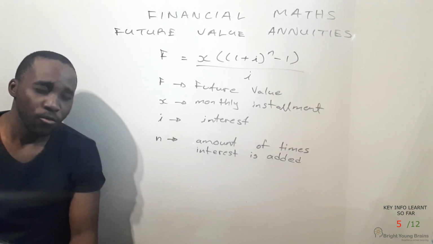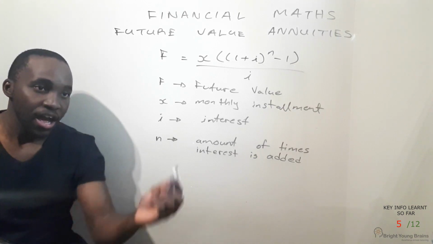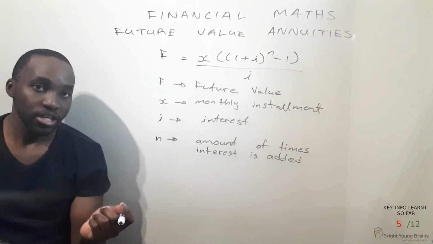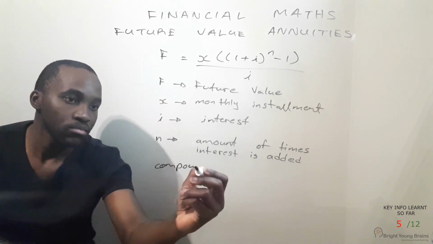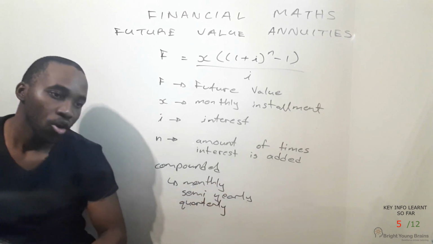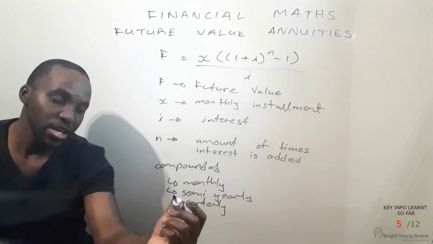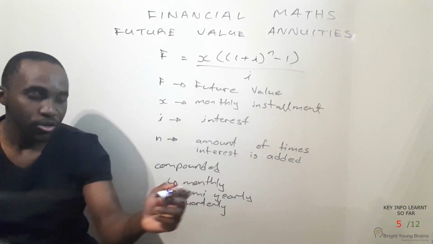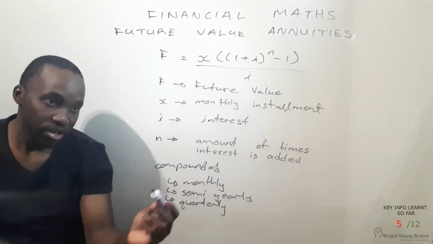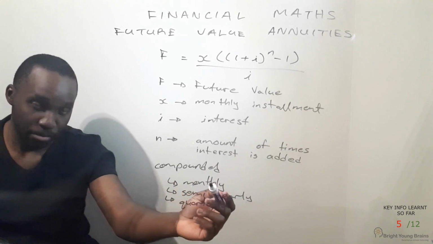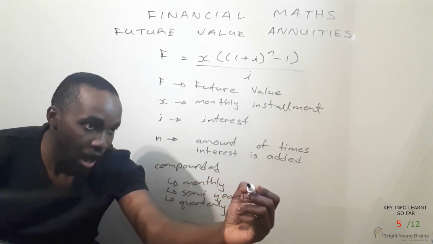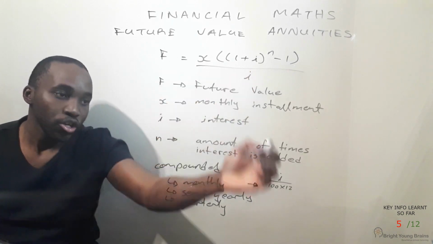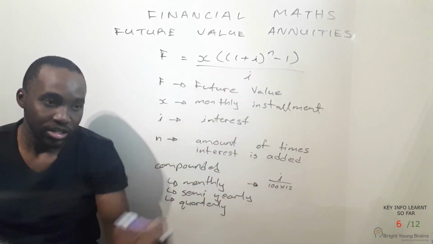given for a particular question, I and N are always linked in a way, in the sense that if your investment is compounded monthly, semi-yearly, quarterly, daily, weekly, depending on your given description, we know that if your investment is compounded monthly, your value for I, when you put that into your formula, you will always need to divide it by 100 times 12.